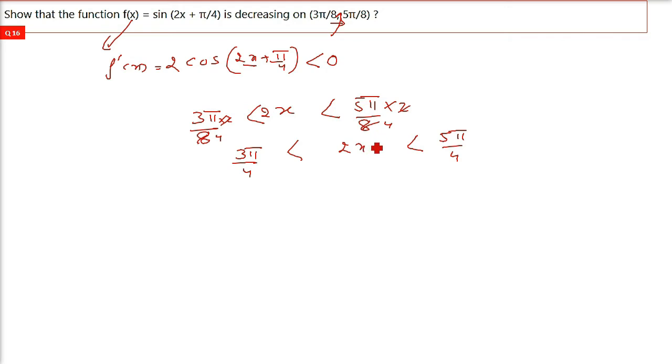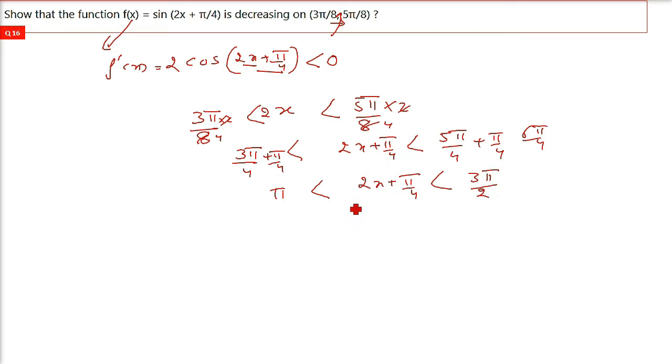Next is to add pi by 4 because we need this angle, so that we can go ahead and define the decrement. So I'm now adding pi by 4 on both the sides. Since the base is same, just add the numerators. 3 pi plus pi is 4 pi. We have 4 pi by 4, pi gets cancelled, so you have a pi only. 2x plus pi by 4. Now 5 pi plus pi is 6 pi. 6 pi by 4 is 3 pi by 2, so this becomes 6 pi by 4, you can just cancel this with 2. So 2x plus pi by 4 is in between pi and 3 pi by 2.